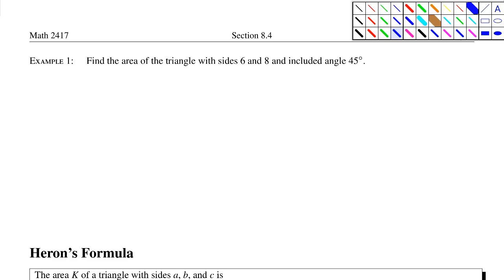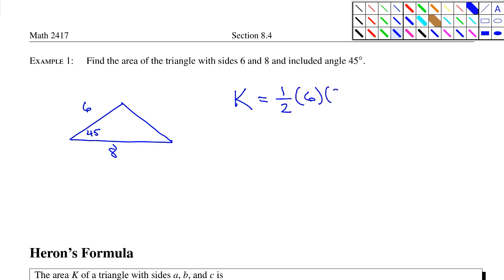Example 1, find the area of the triangle with sides 6 and 8 and an included angle of 45 degrees. So I'll just draw it right here. Here's 45 degrees, here's 6, here's 8. There's our triangle. The area is going to be 1/2 times 6 times 8 times the sine of 45 degrees.